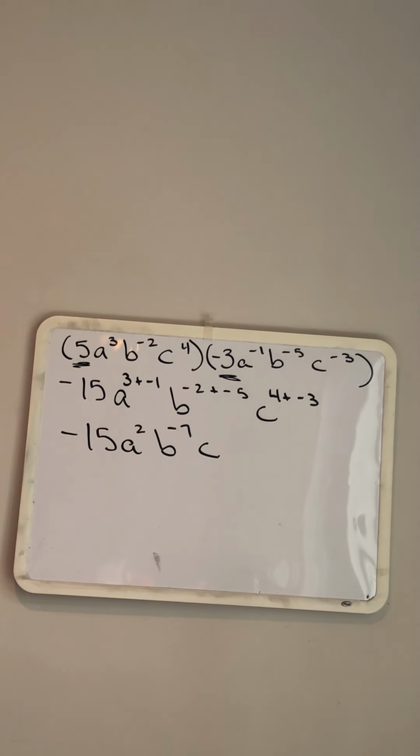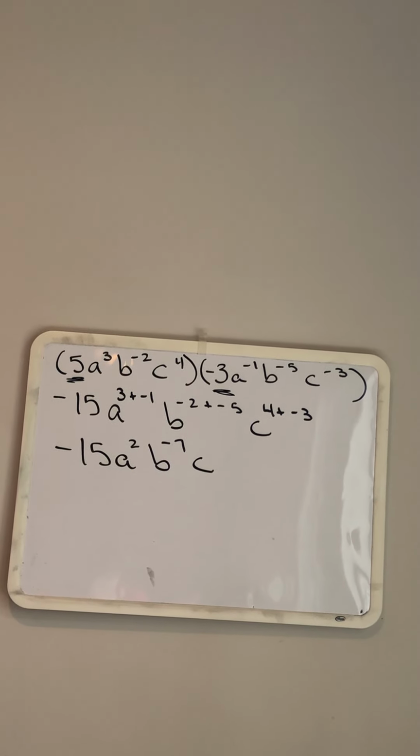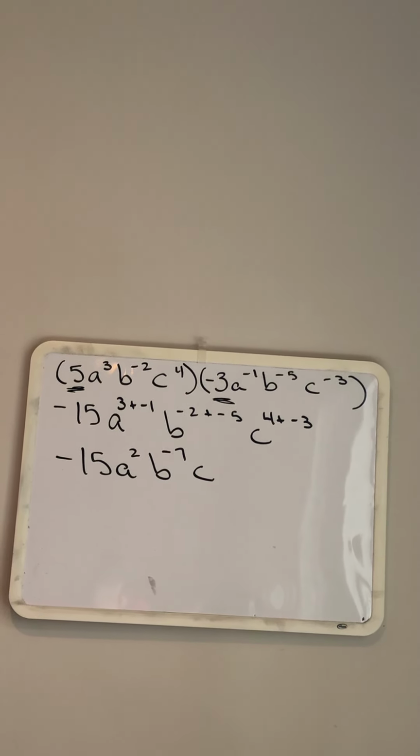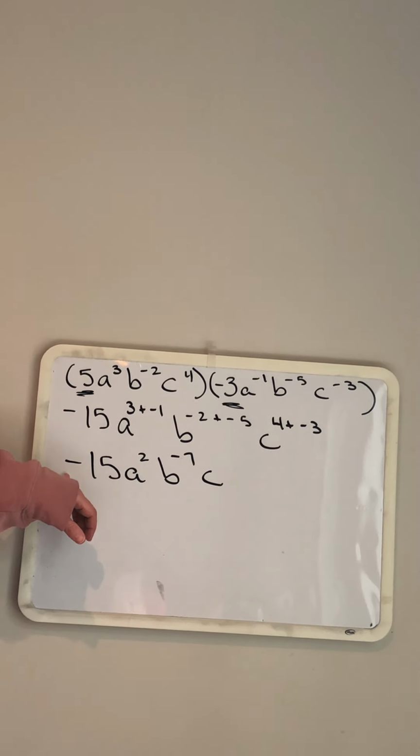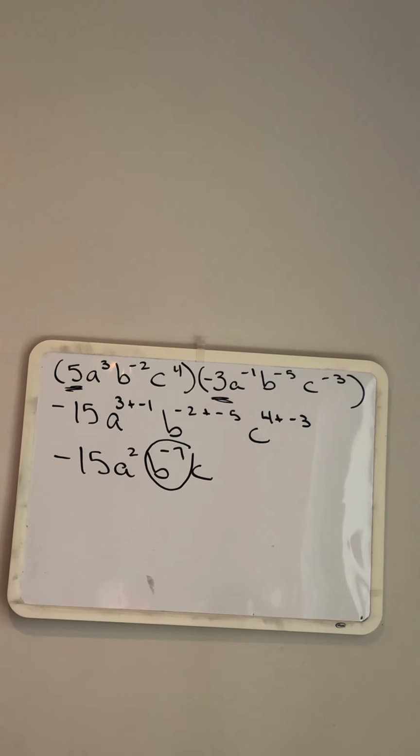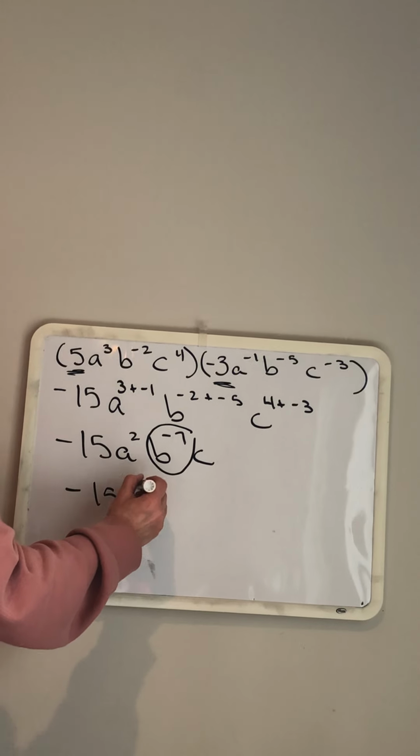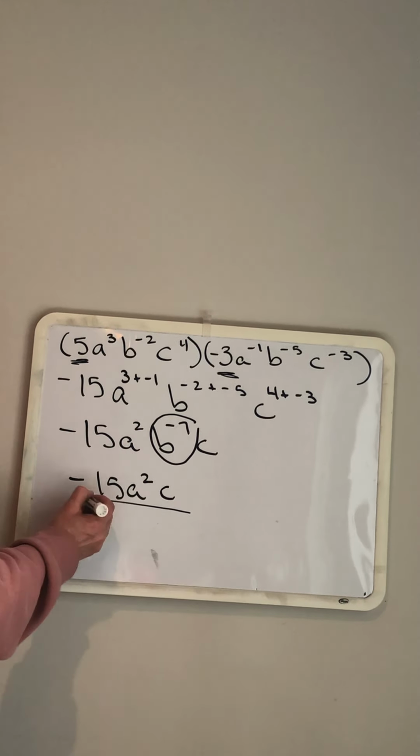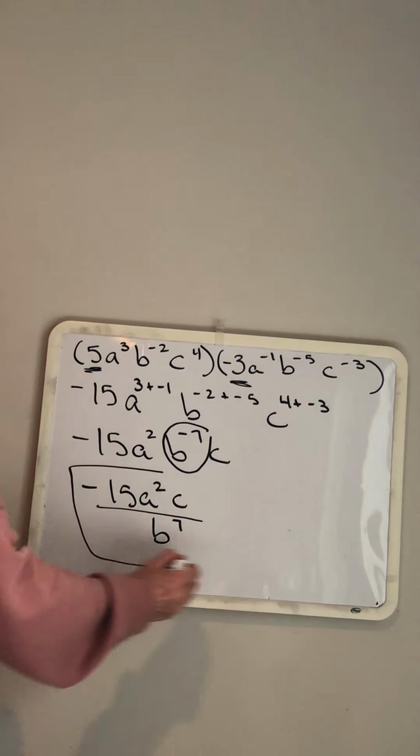You're not allowed to leave a negative exponent in your final answer, so anything that has a negative exponent has to relocate. Negative 15 is not a negative exponent, but b to the negative 7th is, so it has to move down to the bottom. So now you've got negative 15, a to the 2nd, c, over b to the 7th, and that's you-do number 1.